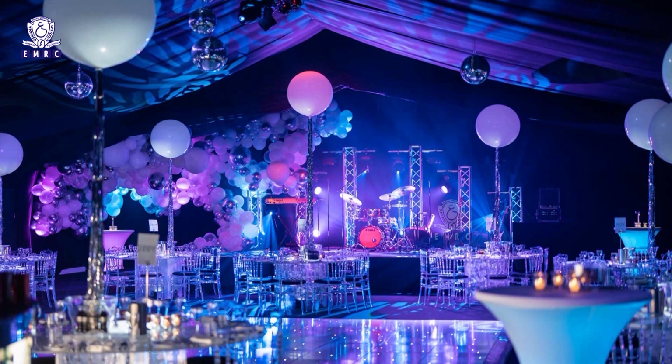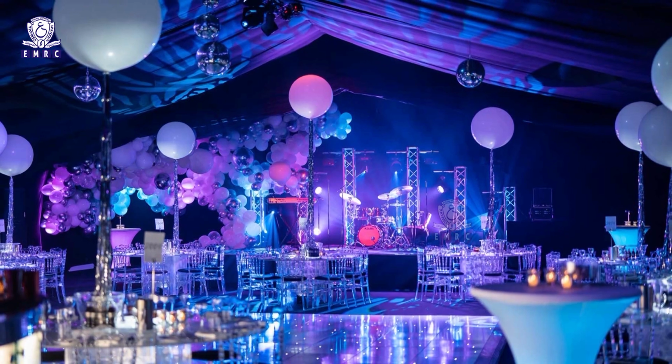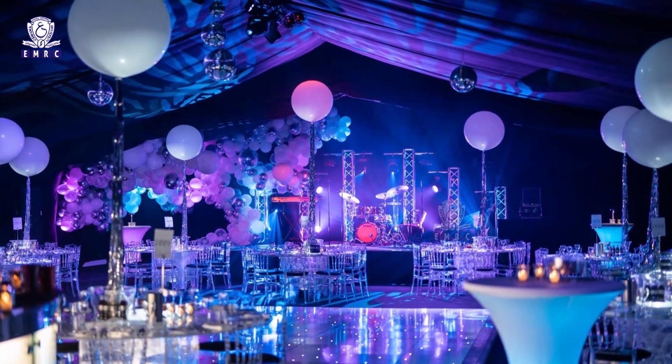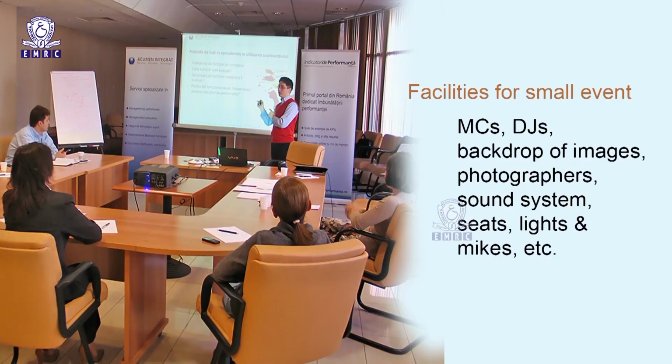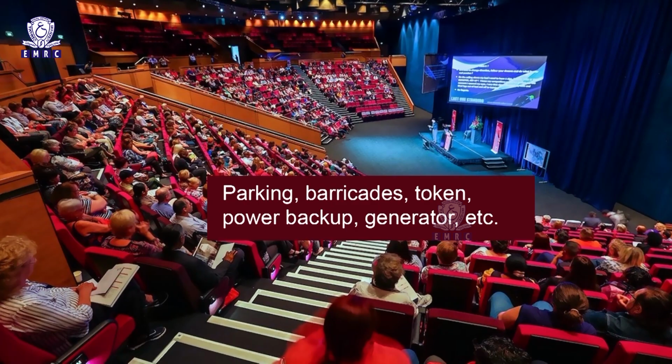Depending upon the audience, size and budget, resources are pooled in. If it is a small event, for example, an in-house training program, parties, etc., facilities like MCs, DJs, backdrop of images, photographers, sound system, seats, lights and mics are some of the things required. If it is a larger event, facilities like parking, barricades, token, power backup, and generator are a must.